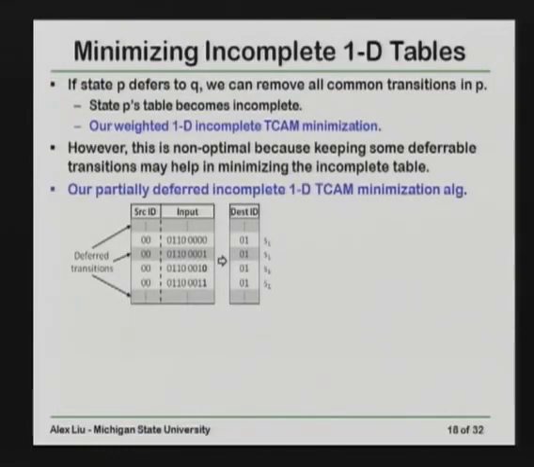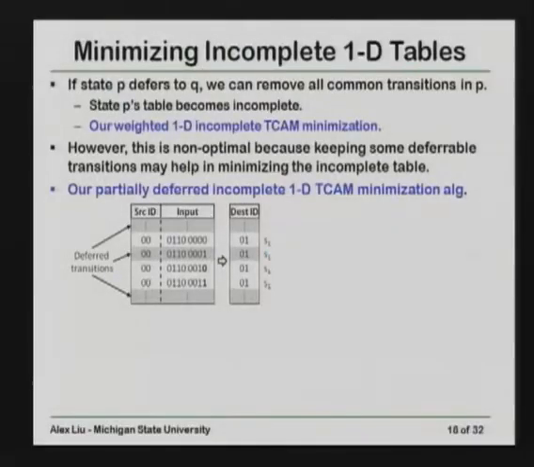Okay, so next is about minimizing incomplete 1D tables. After state P is deferred to Q, one option is that we can remove all the common entries in P. For all the common entries shared by P and Q, because P deferred to Q, the table for P will be above Q in the TCAM, so we can delete all the common entries in P, and then state P's table becomes incomplete.